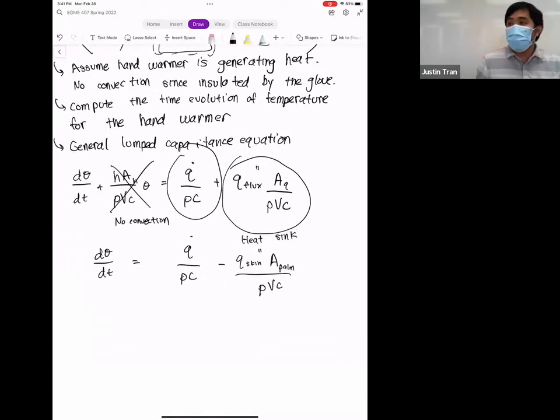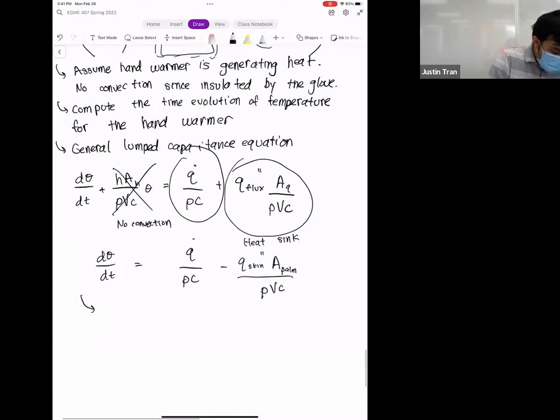Okay, any other questions on how we got this equation here? And of course, this is assuming that you know the thermal generation rate and you know the density and the volume. And so we're going to assume all of this is known. Okay, and so now that we have this, we can go ahead and solve for theta.